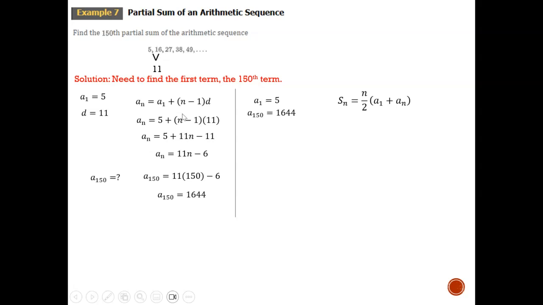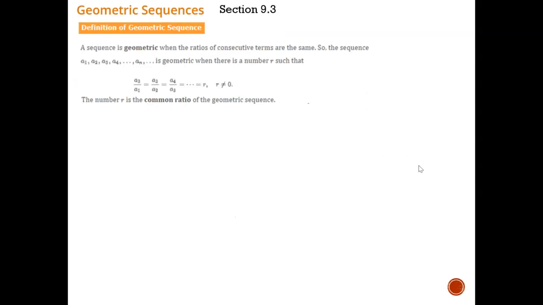So it's going to be S150 is equal to 150 over 2 times (a1, which is 5, plus the 150th term, which is 1,644). It's going to give us 75 times 1,649. Use your calculator, and this is your result: 123,675 is your answer. That's the partial sum. Okay, now that was 9.2.